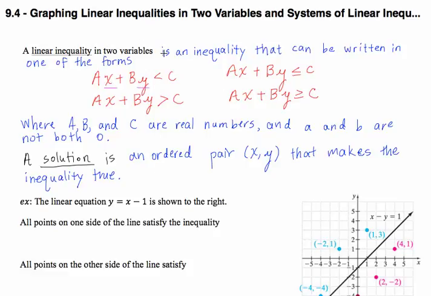Okay, a linear inequality in two variables looks like this. It's any inequality that has two variables and all numbers. They can always be written in this form where capital A, B, and C are numbers, and A and B are not both 0. A solution is any ordered pair x comma y that makes the inequality true.